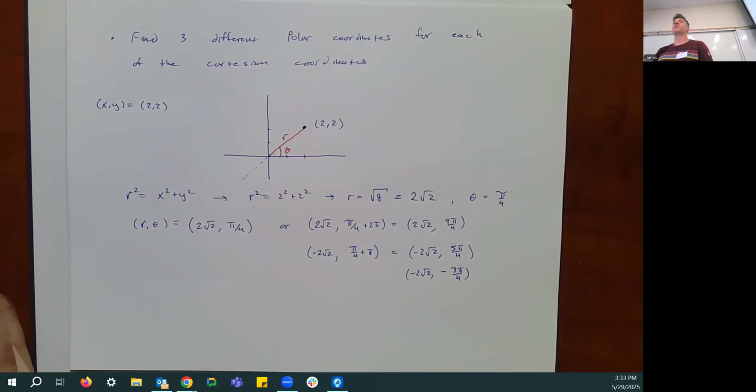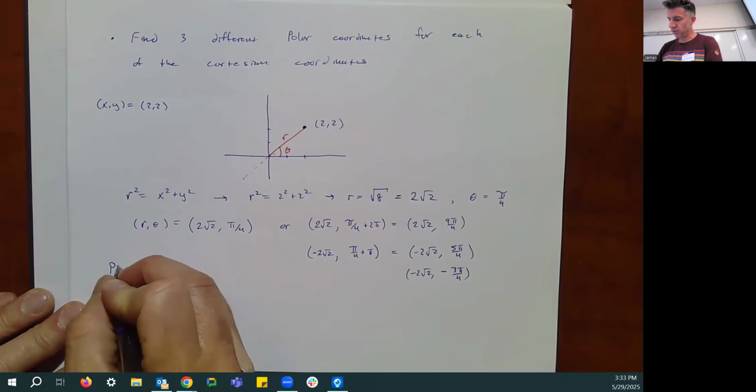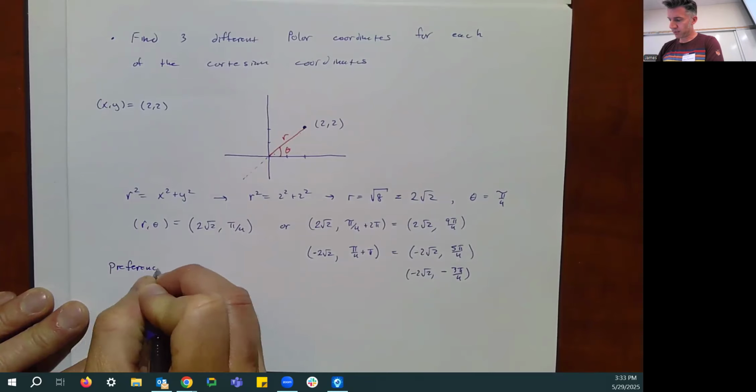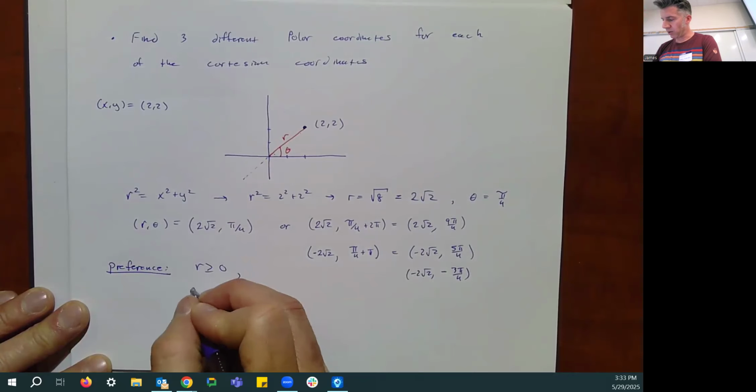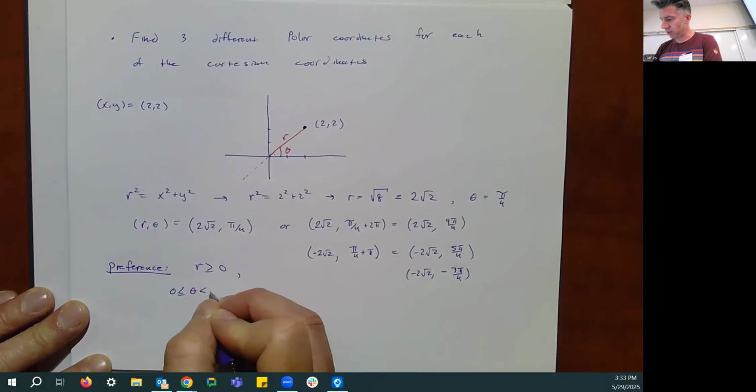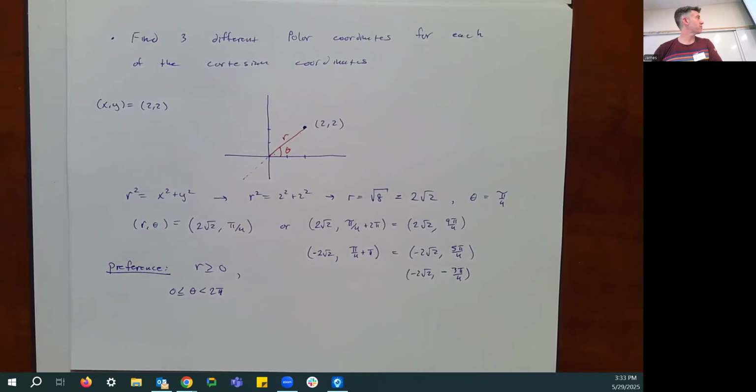We would always prefer to write it using a positive r value and an angle between 0 and 2 pi. So preference here: r is greater than or equal to 0, and your angle is between 0 and 2 pi. And yes, r can be 0. That's just the point that's the origin. If r is 0, it doesn't matter what your angle is, because whatever direction you're pointing, you're going a length of 0.